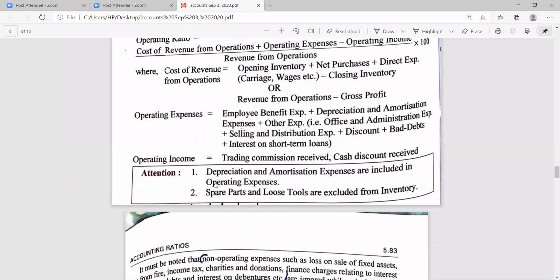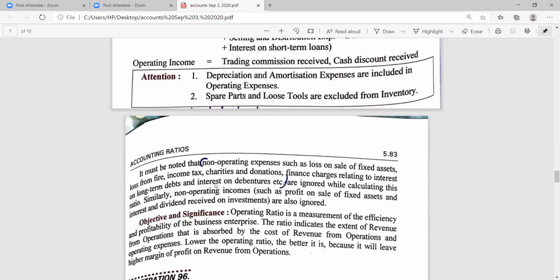Non-operating expense should be noted down. It is highlighted here, such as loss on fixed assets, loss from fire, income tax, charities and donation, financial charges relating to interest on long-term debt, interest on debentures, etc. So these things are to be ignored while calculating this ratio because these are your non-operating items. And non-operating incomes are profit on sale of fixed assets, interest and dividend received. It is also to be ignored.